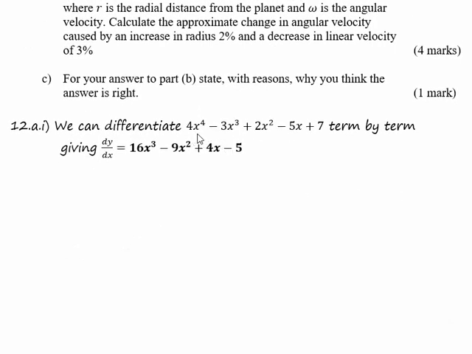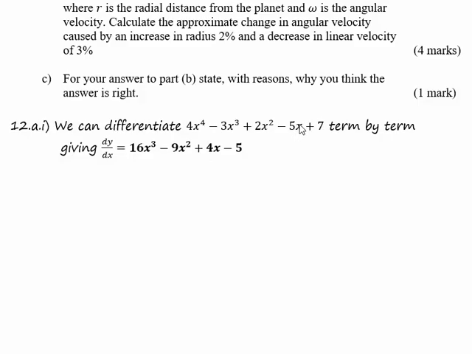And to differentiate, we multiply by the exponent, so it's 4 times 4 to give us 16, and then you reduce the exponent by 1, so 4 goes to 3. The same is, we multiply 3 by minus 3 to get minus 9, reduce x cubed by 1 to get x squared. On this term we multiply 2 by 2, reduce 2 to 1, so we get 4x.